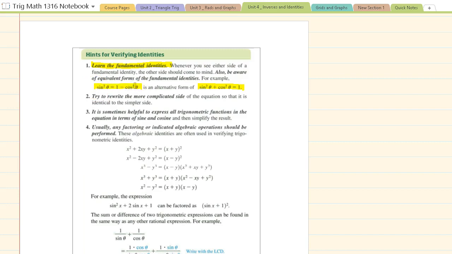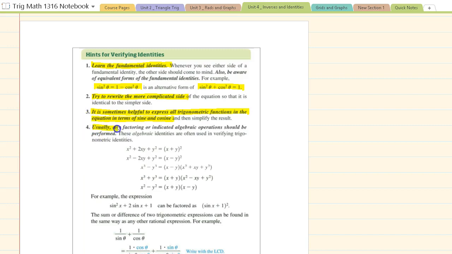The other thing is to rewrite the more complicated side of our equation. So if you can look at one side and say, oh, I can do something, that's the side you want to start with. Number 3 says it is sometimes helpful to express functions in the equation in terms of sine and cosine. Sometimes when you have tangent or cotangent, maybe if we simplify it into sine over cosine or cosine over sine, it helps simplify our expression.